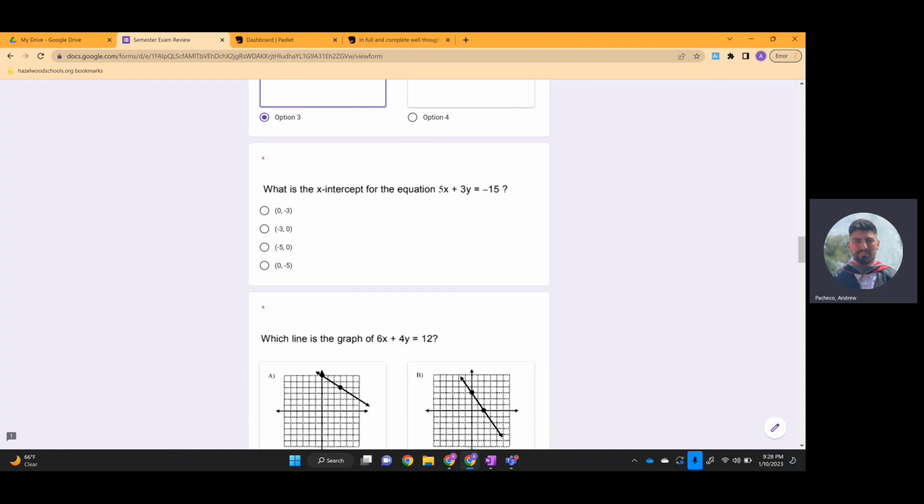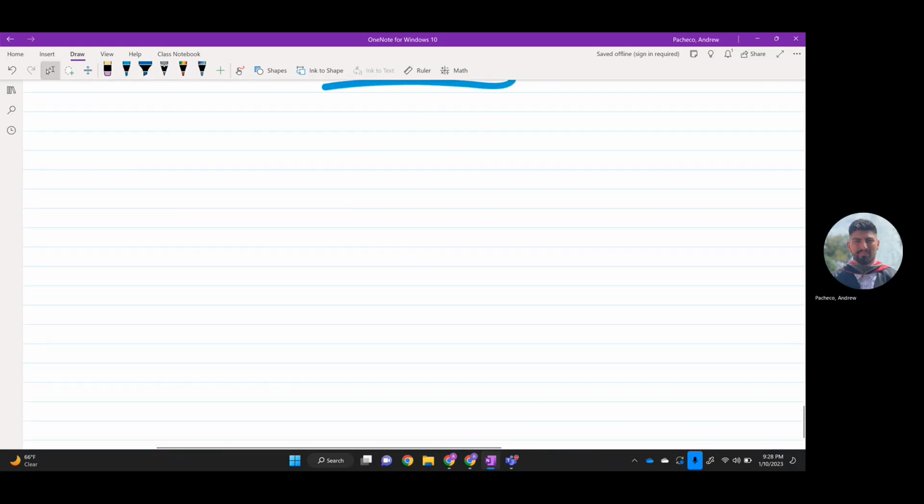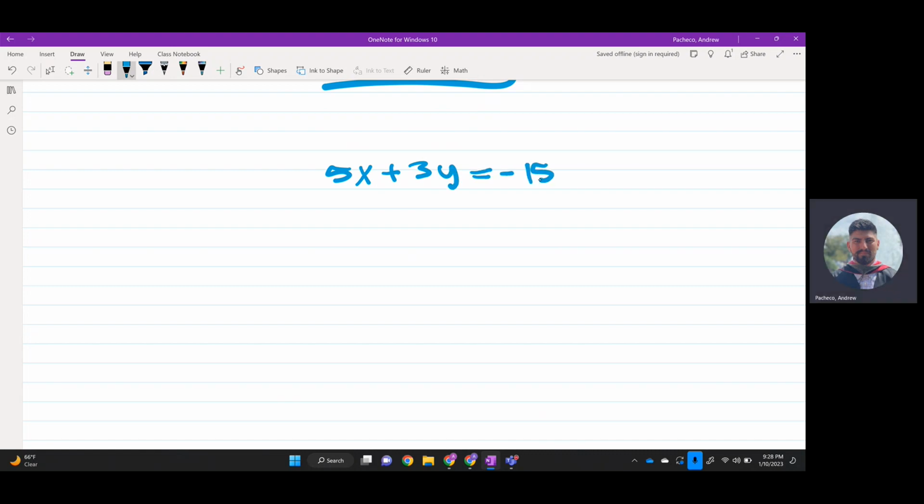The next question is asking, what is the x-intercept for the equation 5x plus 3y is equal to negative 15? So if I have 5x plus 3y equal to negative 15, I'm trying to figure out what my x-intercept would be.